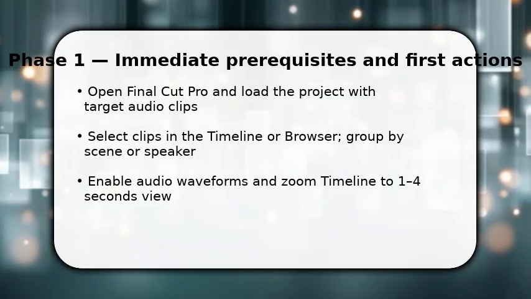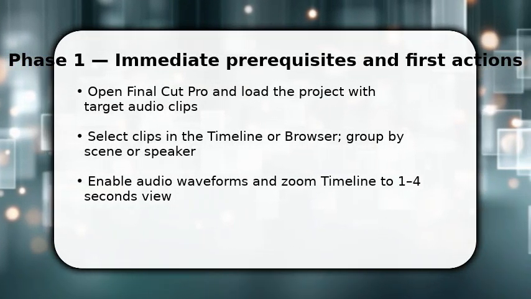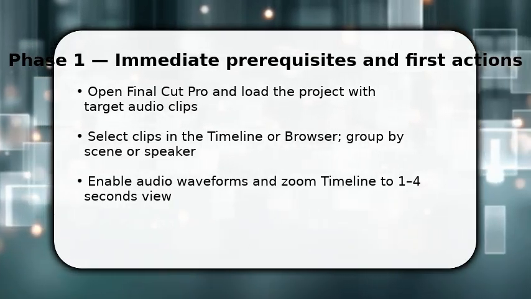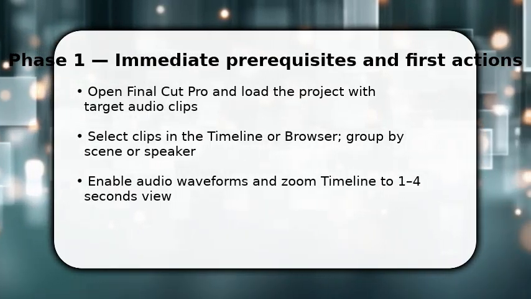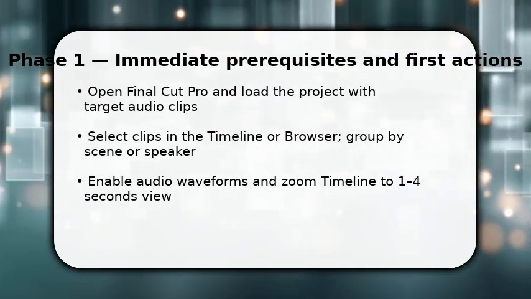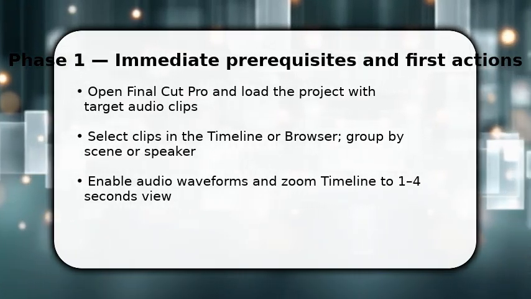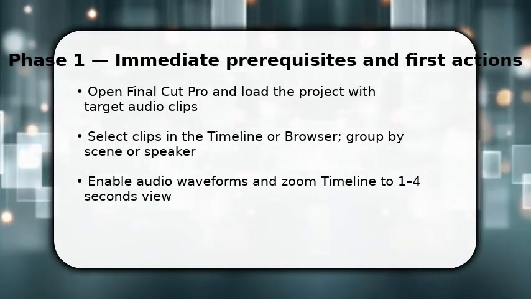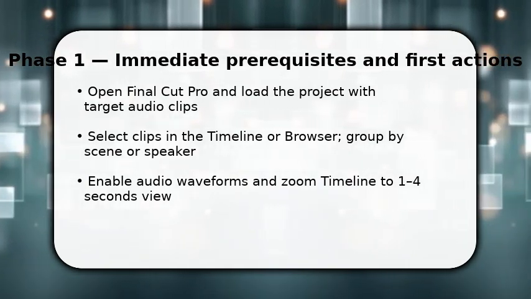You begin by picking the clips to clean. This is efficient and prevents accidental edits. First, open Final Cut Pro and load the project, then select the clips in the timeline or browser that contain silence. Once done, enable audio waveforms and zoom in to a 1 to 4 second view so you can see quiet sections clearly. This visual step matters because you will remove silence precisely, not roughly. Make sure to group clips by speaker or scene to keep flow consistent.